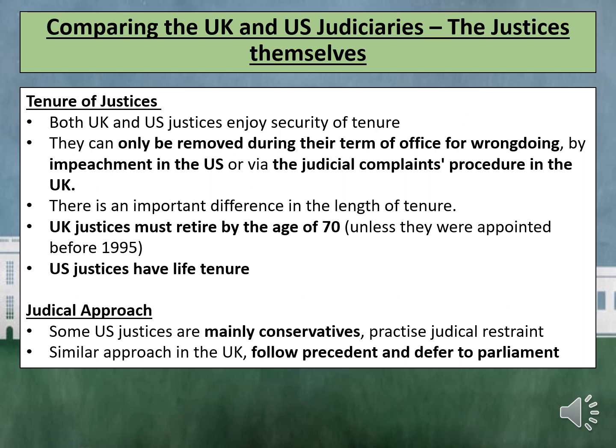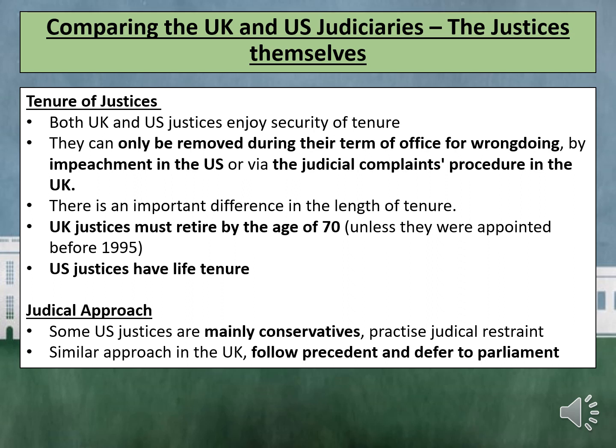Now let's look at the tenure of the justices. Both UK and US justices enjoy security of tenure. They can only be removed during their term of office for wrongdoing, by impeachment in the US or via the judicial complaints procedure in the UK. There is an important difference in the length of tenure. UK justices must retire by the age of 70 unless they were appointed before 1995. US justices have life tenure.